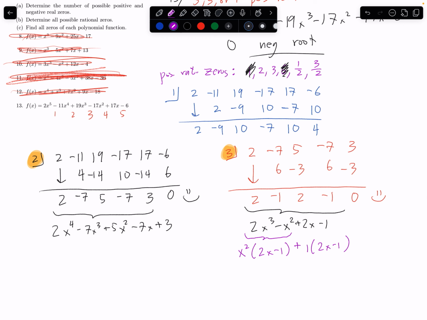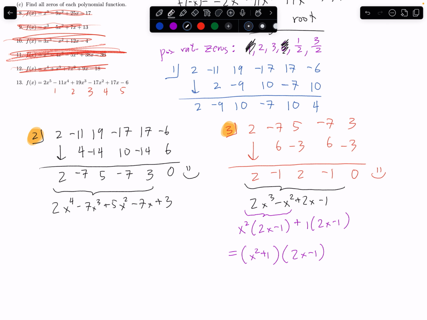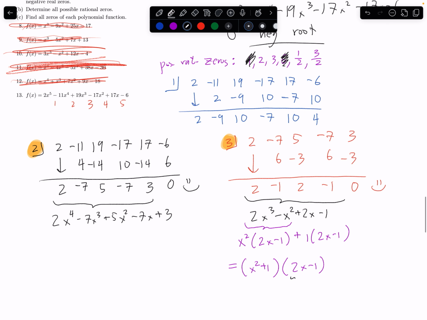So then I have two things that are the same. That means I can write it like this. I can write it as 2x minus 1 times x squared plus 1. So now I have pretty much everything I need. This over here leads to the factor x equals 1/2, because if x is 1/2 multiplied by 2, I get 1. 1 minus 1 is 0, right?